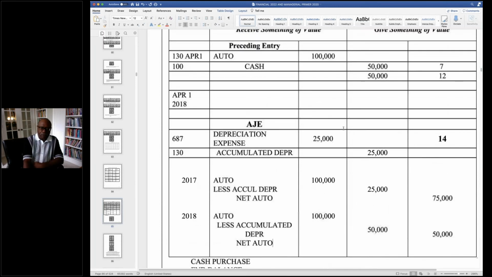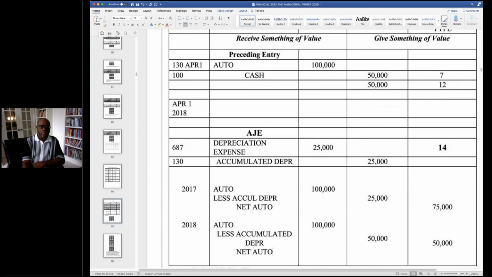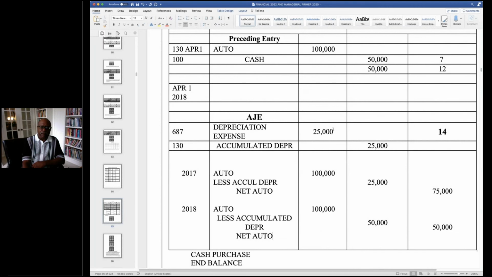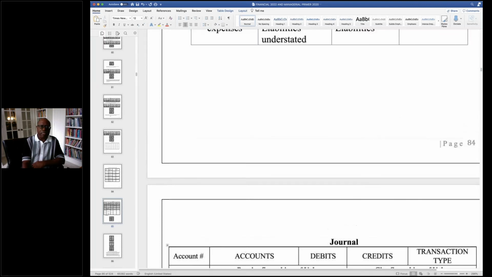In effect, this is one of the easier adjusting entries. Once you record the purchase, you don't do any more recording of the purchase. The AJE stays the same each year. The balance sheet presentation is what changes. So that should not be too hard for you all to work on.